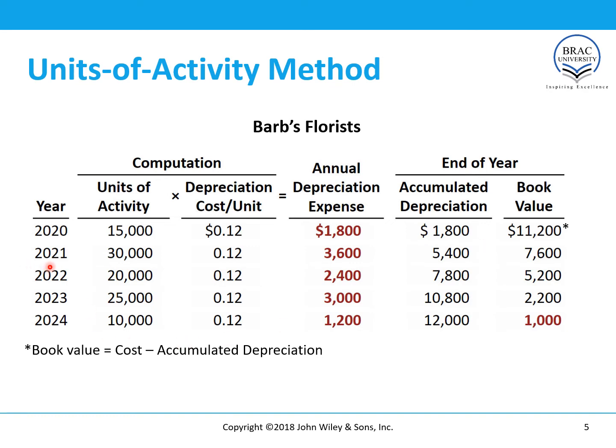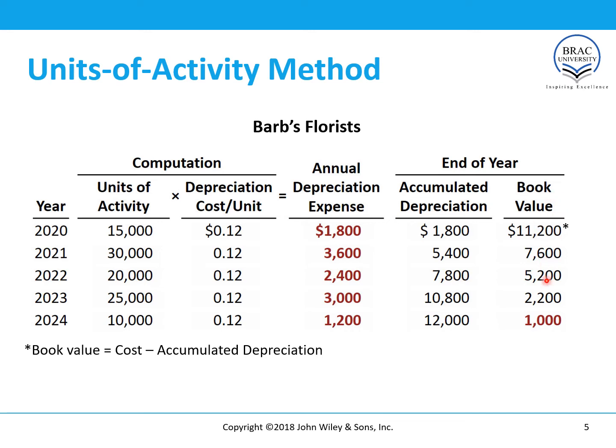However, in case of year 2, that is 2021, the previous year's balance of accumulated depreciation, which was 1,800, was added with the current year's annual depreciation expense in order to get the accumulated depreciation for 2021, which comes to 5,400. So this is how we calculate the accumulated depreciation. This is the addition of the current year's annual depreciation expense with the accumulated depreciation of the previous year.